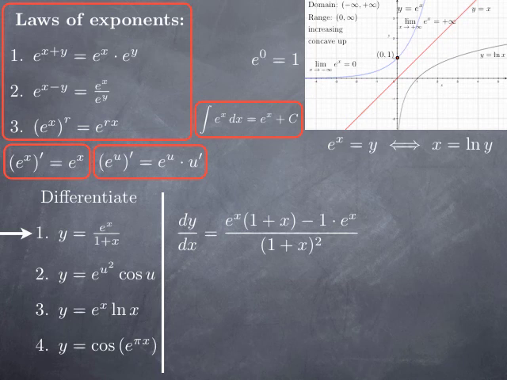At the top, if I multiply things through, I get e to the x plus x e to the x minus e to the x, so that after cancellation, we get x e to the x divided by 1 plus x squared.